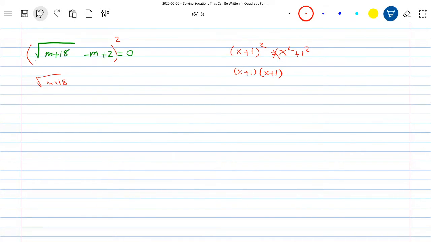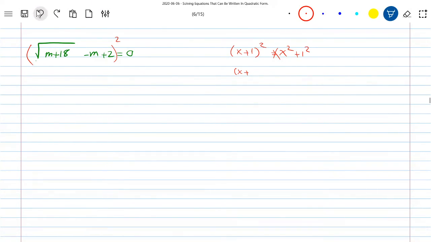So if you square it like this, what you have is square root of m plus 18 minus m plus 2 multiplied by square root of m plus 18 minus m plus 2. That's what it means, which is not going to help you that much. It's going to be messier and more difficult to solve. So what you do is you do not square the whole thing. You always want to isolate the square root.